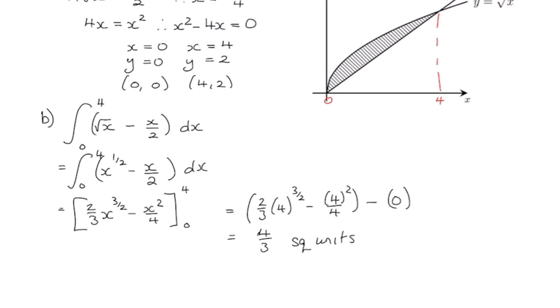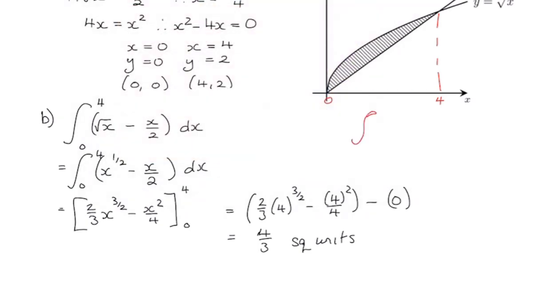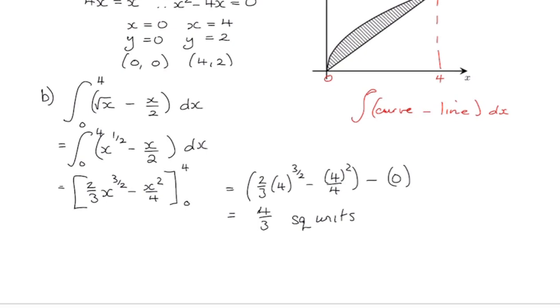Okay, so you can see in this case we did the integral of it, and it was curve minus line with respect to x. Of course, if the line was on top, you'd do line minus curve. So let's have a look at another one.